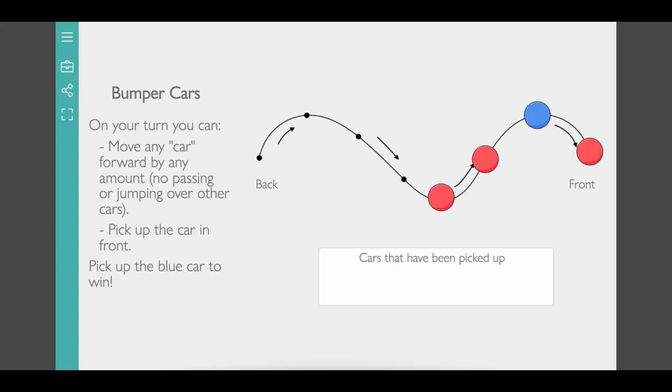So no cars can be moved forward. The only thing we can do is pick up this front car and drop it off in the box down there. Okay. And now the front car is the blue car. On my turn, I am allowed to pick up the front car, so I'll pick it up. And because I picked up the blue car, I won this one.